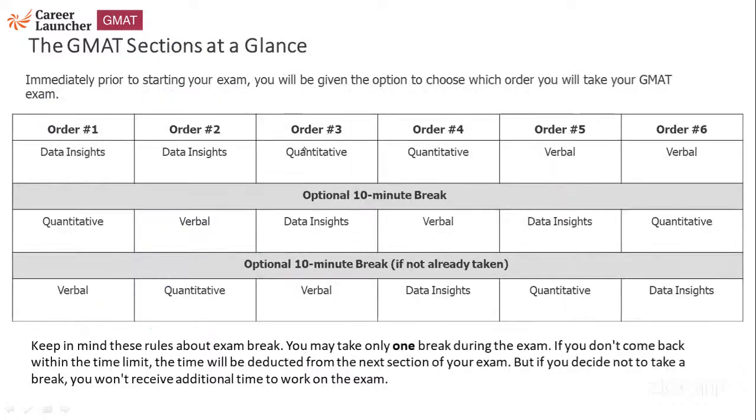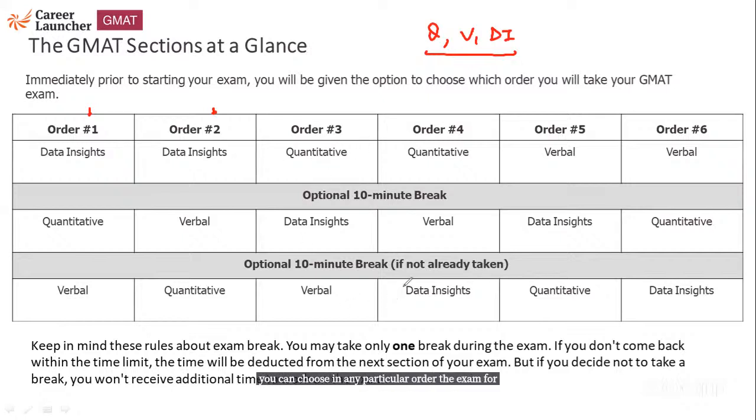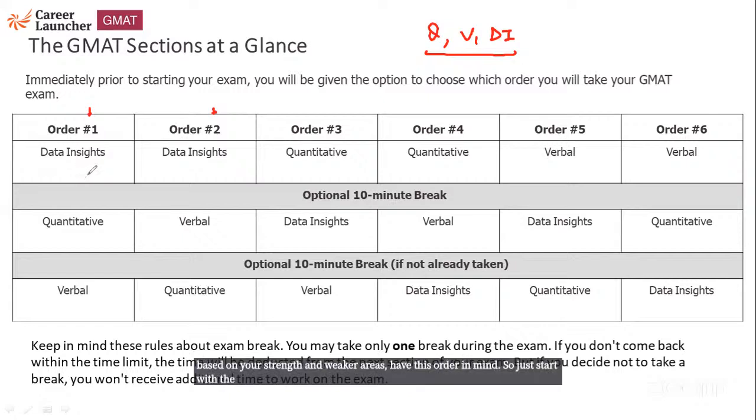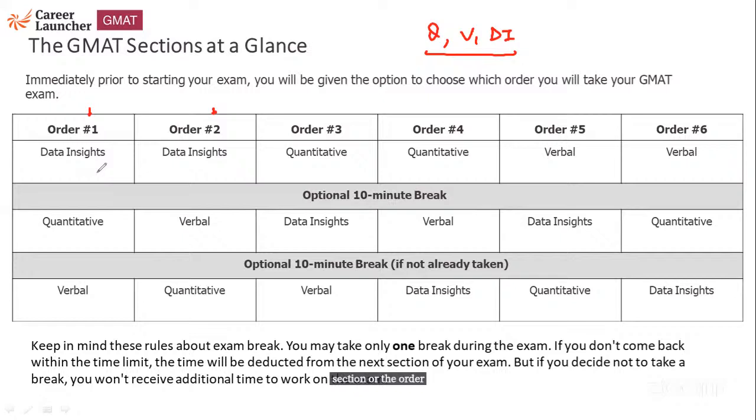Now, there are 3 sections which you understood: Quant, verbal, DI. At the beginning of the test, you'll have a choice to choose the order. 6 options will be given to you. You can choose any particular order for the exam. Based on your strength and weaker areas, have this order in mind. So just start with the section or the order which you are most comfortable with.